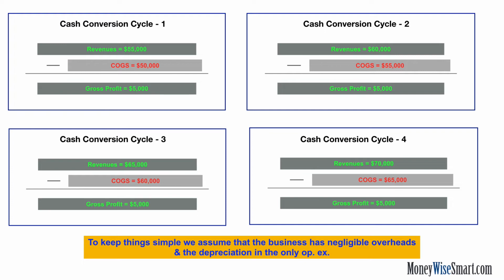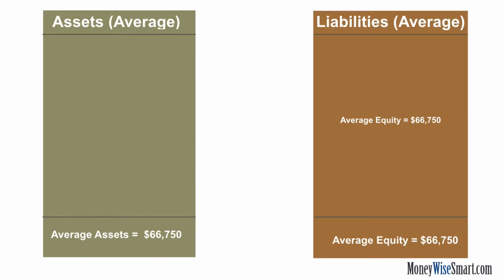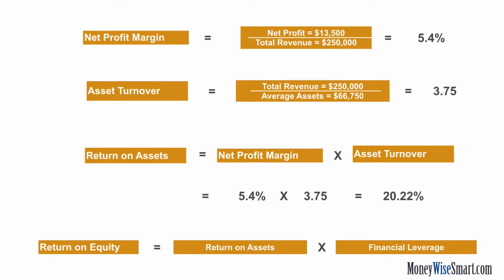So I generate a gross profit of $20,000, giving me an EBIT of $18,000 after deducting the depreciation expenses. So my profit before tax is $18,000. My tax provision is $4,500. My net profit is $13,500. And again, I work out the ending assets. So using this scenario, I see that my net profit margin actually has come down to just 5.4%.